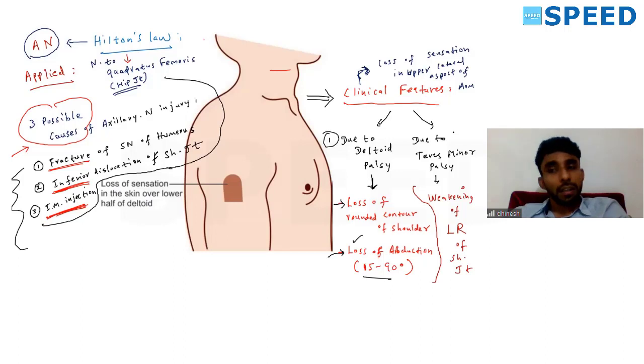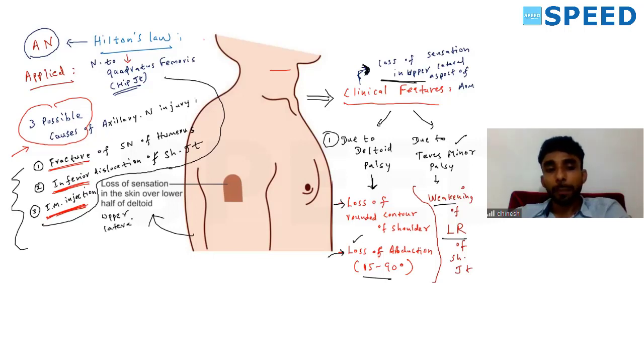So coming to the clinical features, due to teres minor paralysis, there will be weakening of lateral rotation of the shoulder joint, fine. And other than these, one more clinical feature of axillary nerve injury is, the upper lateral cutaneous nerve of arm is a branch of the axillary nerve. So there will be loss of sensation in the upper lateral aspect of the arm, as labeled in this diagram, otherwise you can say the lower part of the deltoid, okay.